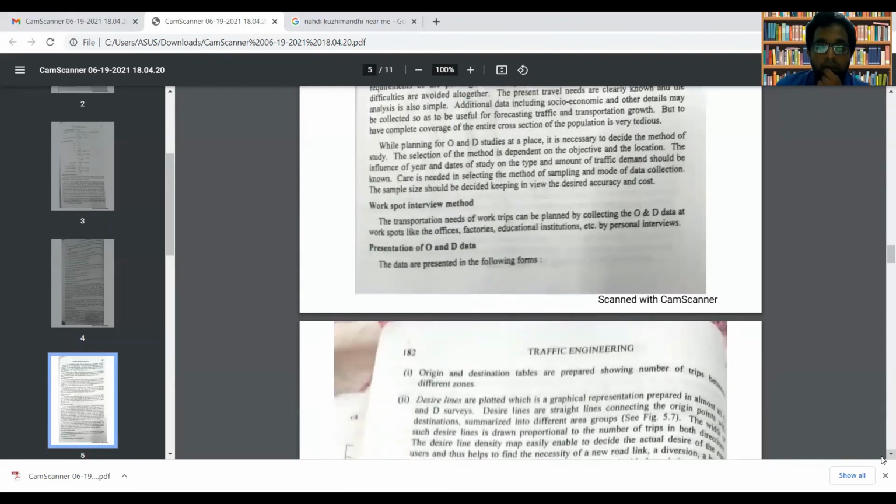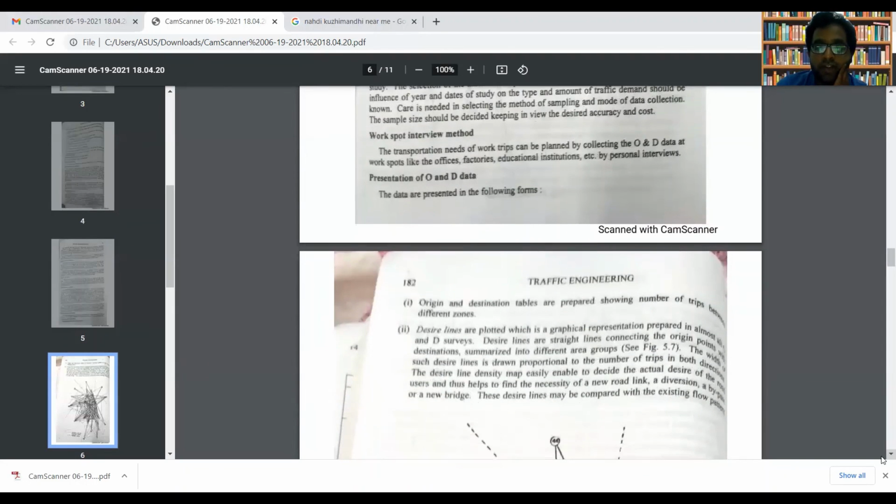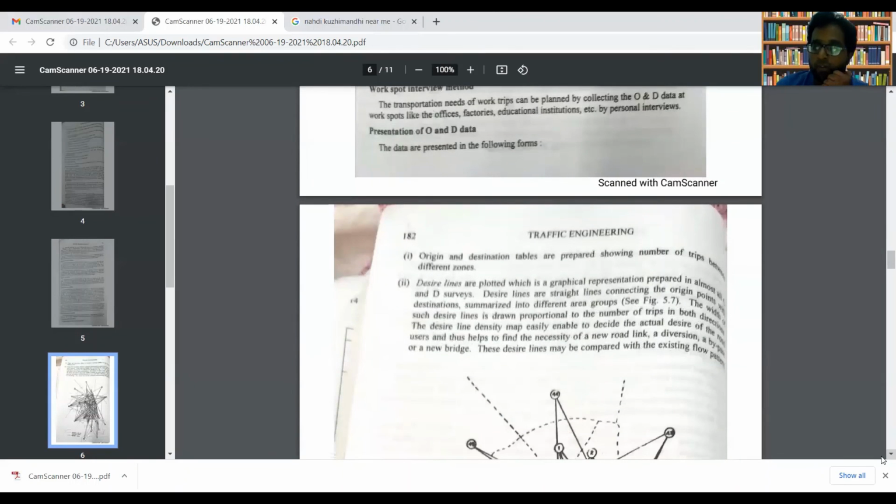Now, how will the origin and destination data be presented? The first one is origin and destination tables. In an origin and destination table, the number of trips between the different zones is shown.